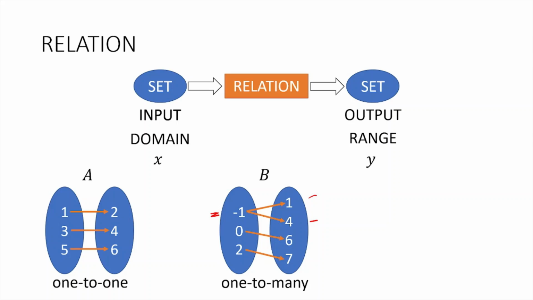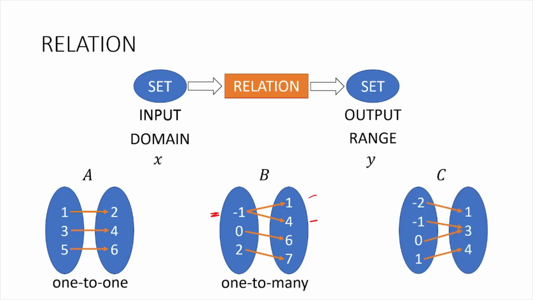Another type of relation is what we call a many-to-one relation, okay? Like relation C that we have here. And as you can see, we have multiple x values, right? -1 and 0 that share the same y value, in this case 3. That's why it's called a many-to-one relation, okay?